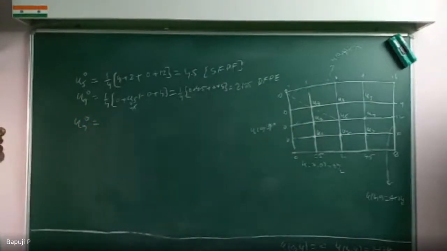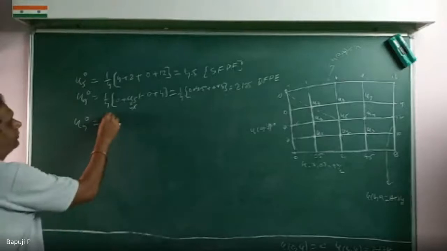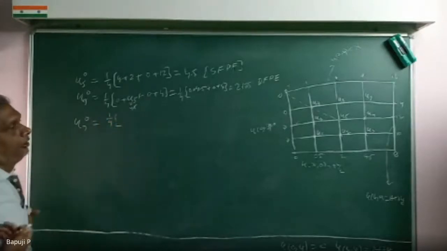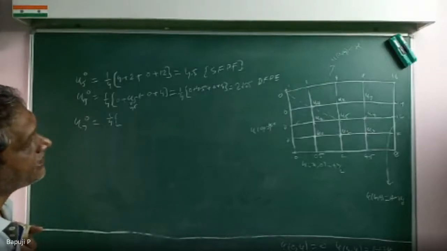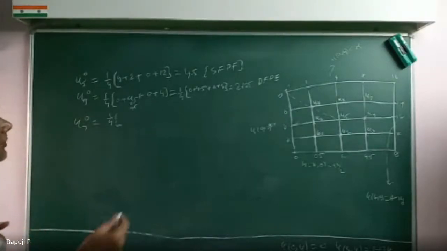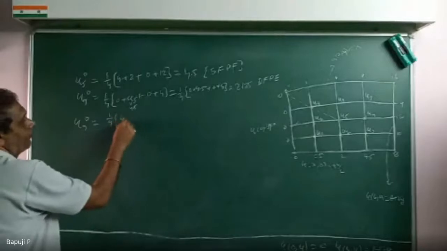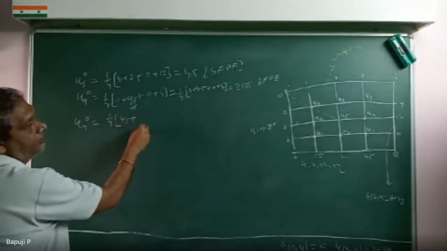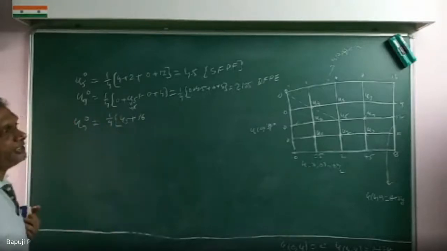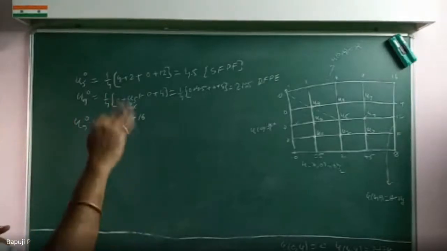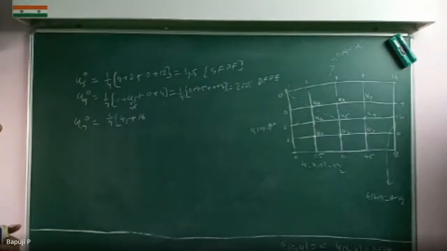U7, how can you get? Tell me now. U7 is equal to 1 by 4, U5 plus 16 plus 4 plus 12. Correct? U5, 16. Corner points means guarantee you will get diagonal. Middle point means standard 5-point.